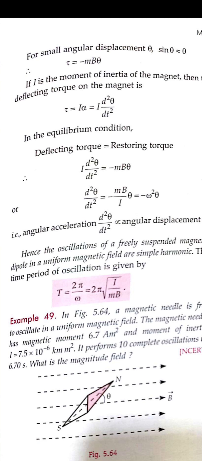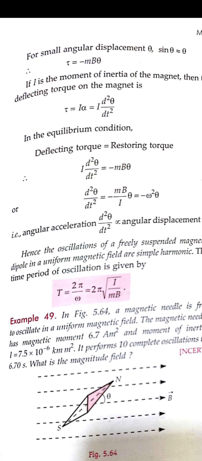Okay. So omega is the angular velocity, theta is the angular displacement. So we can say that the angular acceleration, that is d square theta by dt square, will be directly proportional to the displacement. So whatever the acceleration will be, it will depend on the displacement or the angular displacement of that magnet. Okay. So the oscillation will be there for the freely suspended magnet in a uniform magnetic field. It will come to its mean position, and again it will move. So we can say that it will be similar to a simple harmonic motion.